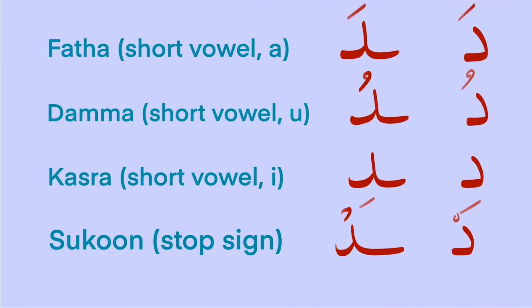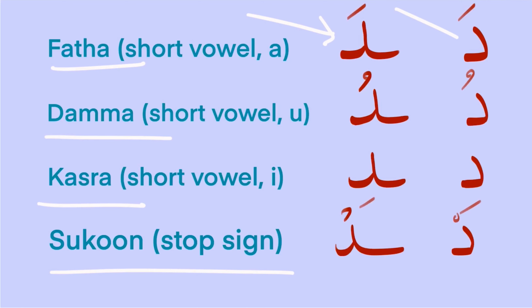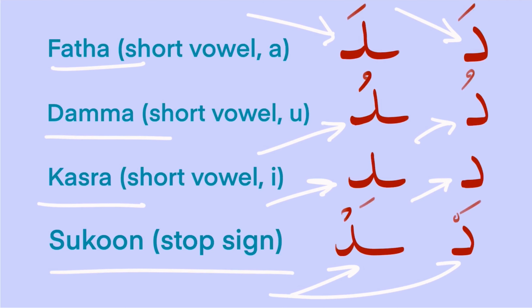In this session, we're dealing with the fatha, dhamma, kasra, and sukoon or stop sign short vowels. Based on our previous practice from previous lessons, how do you pronounce these two letters with the fatha on top? Da. How about these with the dhamma? Do. How about the kasra? Di. How about the sukoon? Id.